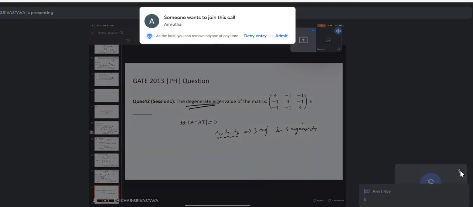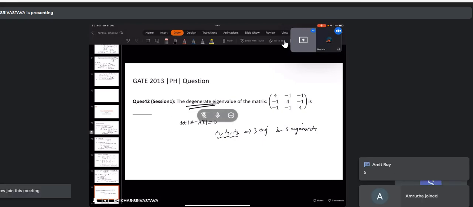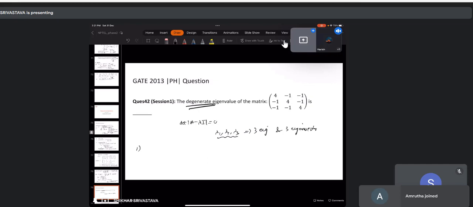You don't have to follow the lengthy process like this. You can just apply the first two properties. Suppose the eigenvalues are lambda 1, lambda 2 and lambda 3. You just find the trace of the matrix, which is the sum of the diagonal elements. So lambda 1 plus lambda 2 plus lambda 3, that is the trace of the matrix, is 12. So this is equation 1.